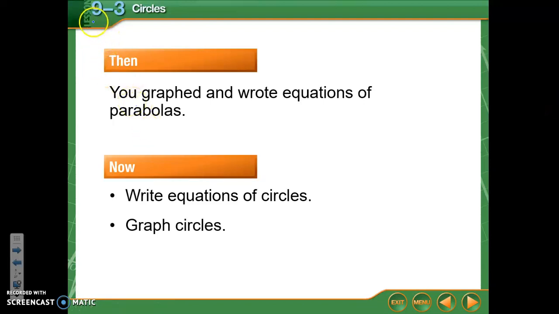Welcome to the third section of Chapter 9, where we're going to talk about circles. Remember that in this chapter, we're talking about conic sections. So far, we've talked about parabolas in the last section. In this section, we're talking about circles. So this should be mostly review based on geometry. In geometry, you talked about the equations of circles and graphing circles. So we're just taking it a little bit farther this year, but it should be a pretty straightforward section.